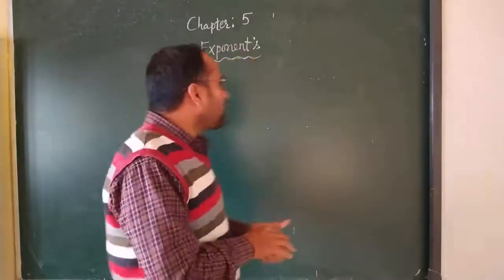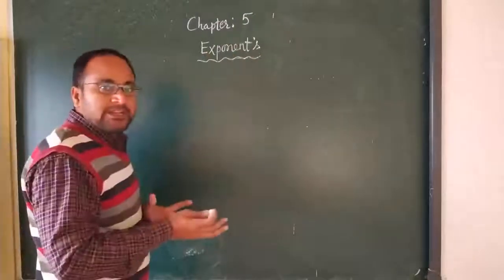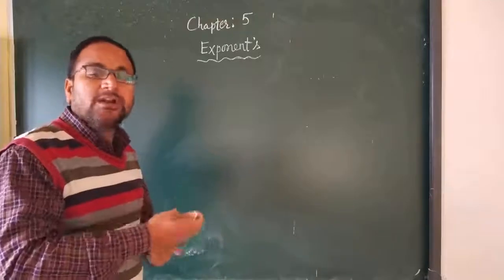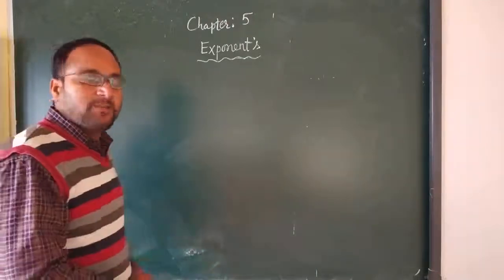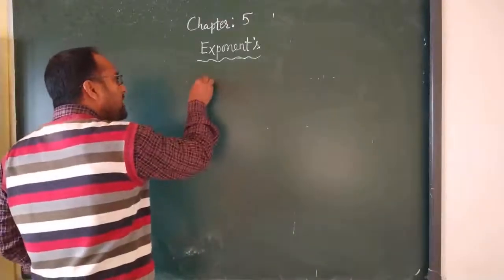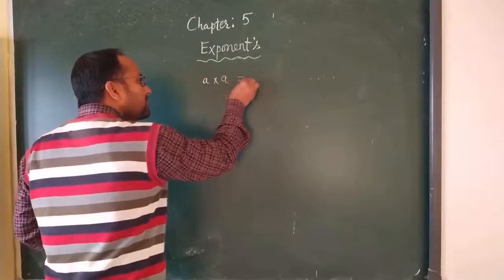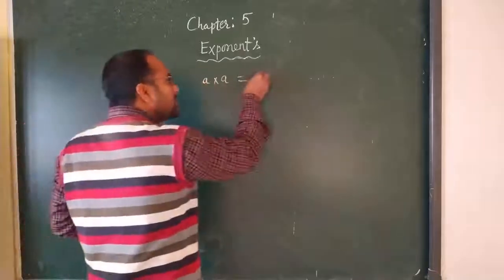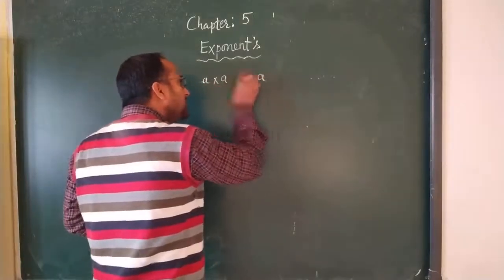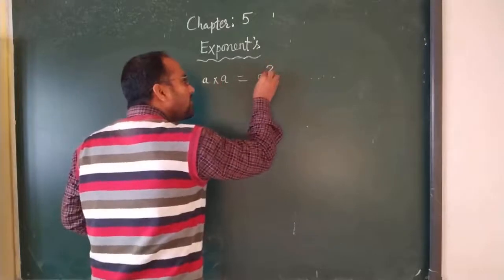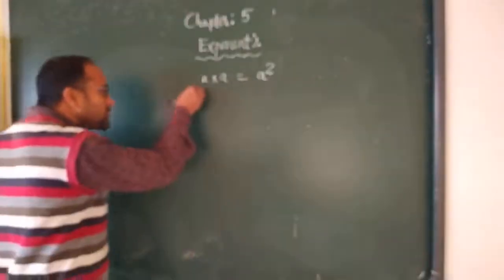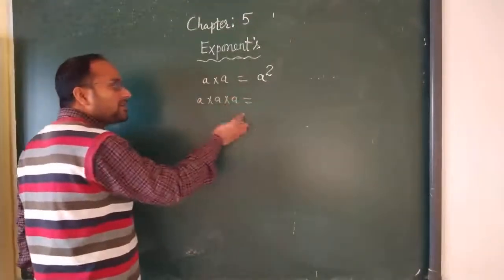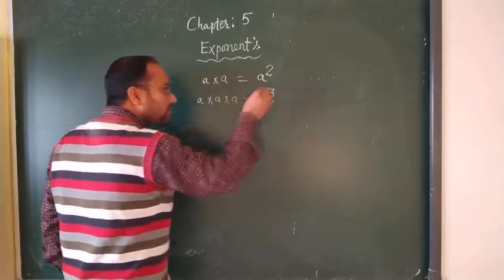So see this one, an exponent is a repeated multiplication of the same number, and if it is written in the form of a power and base, then it is known as an exponent. Suppose a is multiplied by a, that is, the same number is multiplied 2 times, then you will write a as the base, and since it is multiplied 2 times, you write it as a^2. And suppose a into a into a, if it is multiplied 3 times, you will write a to the power 3.